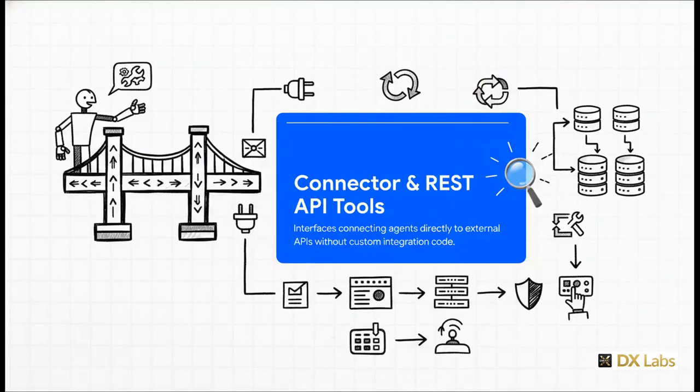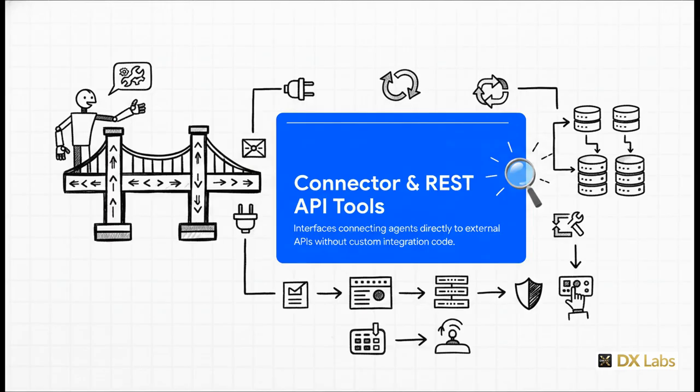Think of these interfaces as bridges. We use connector tools and REST API tools to translate everyday business requests, like, say, log a ticket, into an automated schema-defined action that a backend system actually understands. You're essentially giving your AI hands to interact with the digital world. The architectural reasoning here? Low-code efficiency. We want to integrate securely without massive developer overhead.